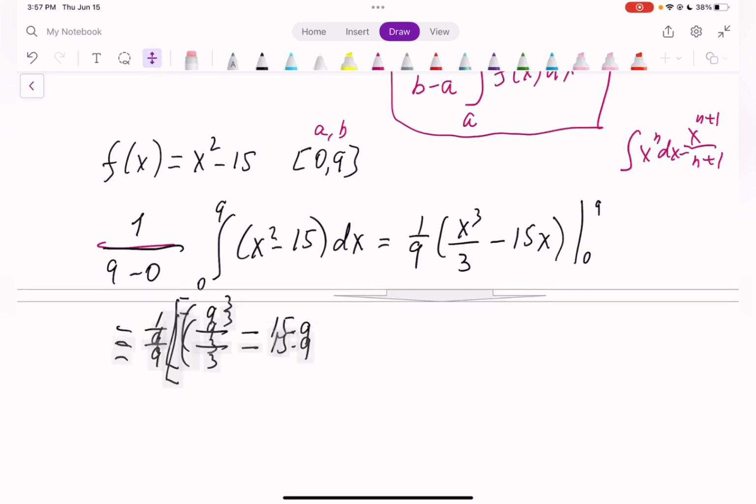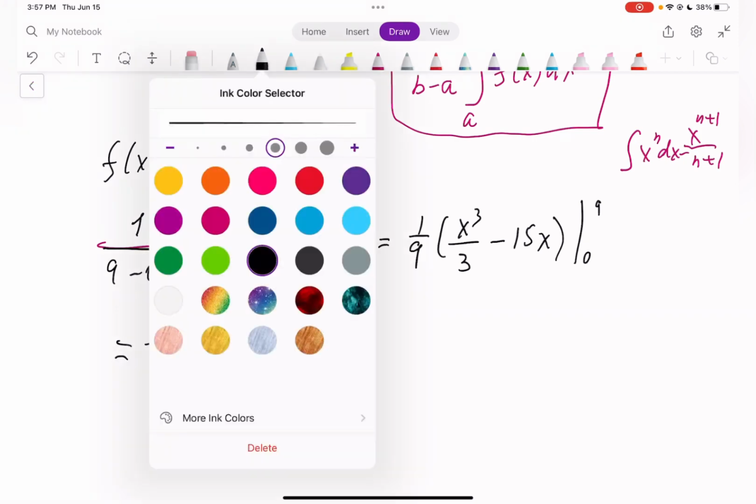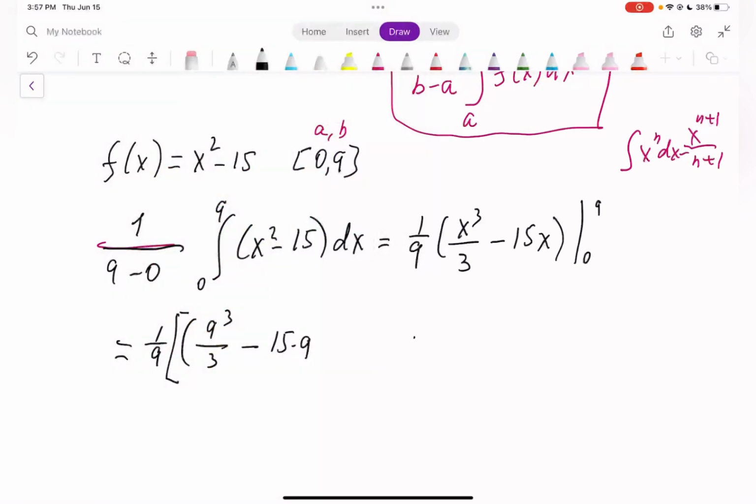Let me bring a little bit down. That's it. So 15 times 9, and then minus. Actually, yeah, there is nothing to do. It's going to be big bold 0. So as a result, we are getting 1 over 9 times 9 to power 3. Now, you can see why I didn't raise 9 to power 3, because I can cancel. This will be 1, this will be 2, right?